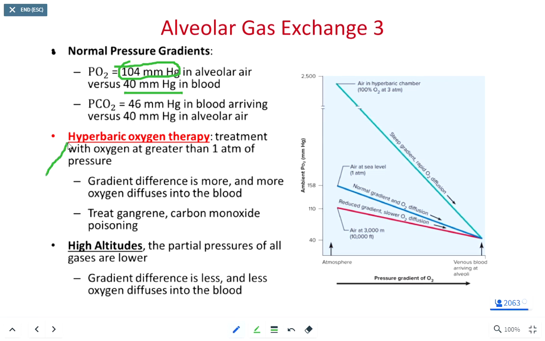Occasionally, we'll run into situations where we need to give somebody high pressure purified air, or high pressure, high concentrations of oxygen. And this is known as hyperbaric oxygen therapy. The idea behind this is that you force the concentration gradient of oxygen to be artificially elevated to artificially inflate the rate of diffusion of oxygen. And some situations where you want to really inflate the rate of diffusion, the most common one we run into today is carbon monoxide poisoning. And we'll talk more about that one in a little bit.